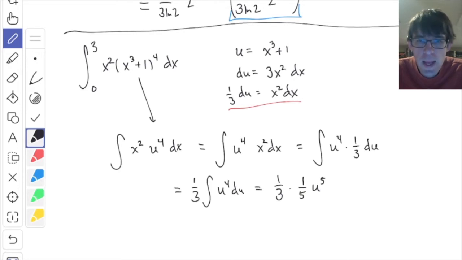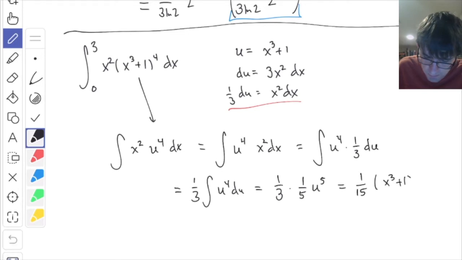And one final step for u substitution is always to replace the u's with x's. So this, would you mind if I multiply 1/3 times 1/5 is 1/15? And then I got x cubed plus 1 to the 5. All right, I replaced the u with the x's. This is the u substitution.